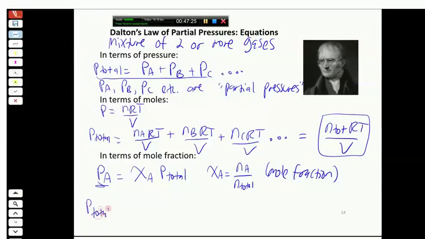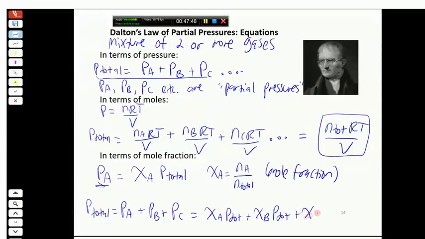Now to hopefully prove that this is true, if you can accept the fact that the total pressure is equal to PA plus PB plus PC for three gases, let's say, where again these are the partial pressures. If you accept that that's true, we can rewrite these in terms of mole fraction. So the pressure of A is going to be its mole fraction times the total pressure. Pressure of B is going to be its mole fraction times the total. Pressure of C is this mole fraction times the total. And so if we factor out, we get the sum of the mole fractions, chi A plus chi B plus chi C, times total pressure.